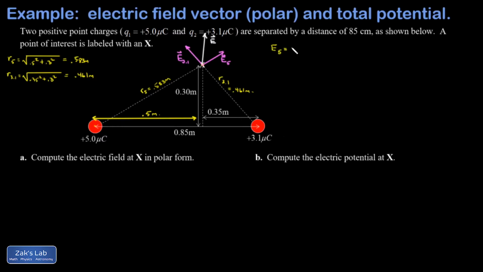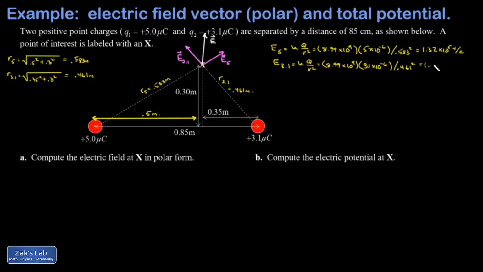First, we'll do the magnitude of E5, and that's given by kq over r squared, where k is the Coulomb's law constant. I'm not going to bother with units in the middle of this calculation because this is already complicated enough. My charge is 5 times 10 to the negative 6. That's what micro means. And my distance to the point of interest is 0.583, and I need to square that. When I run the numbers, I get 1.32 times 10 to the 5th newtons per coulomb.